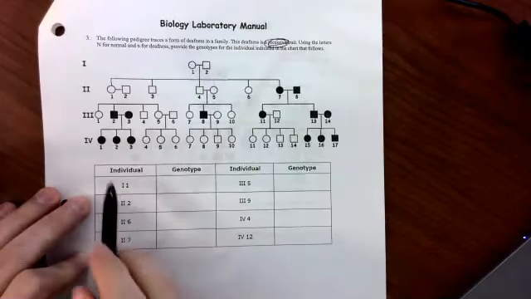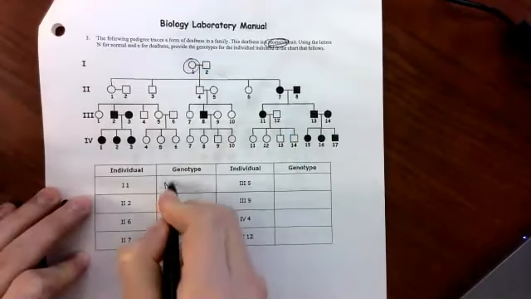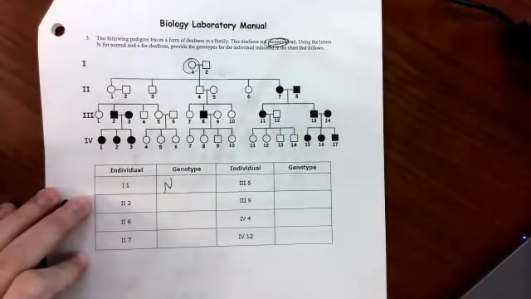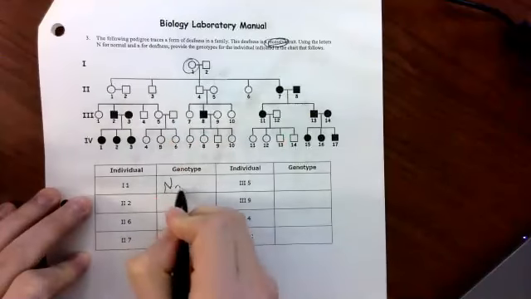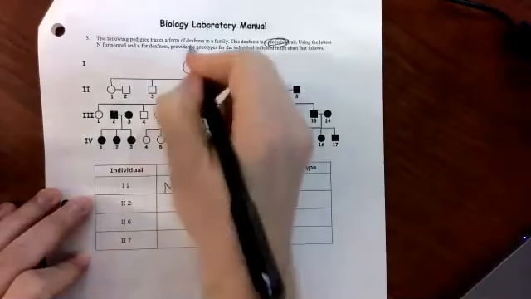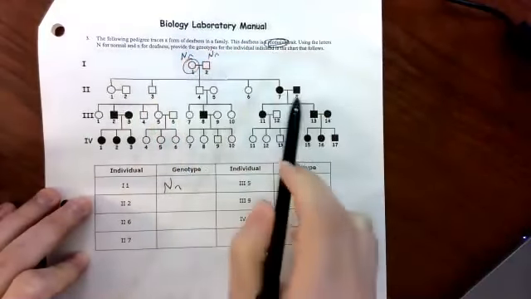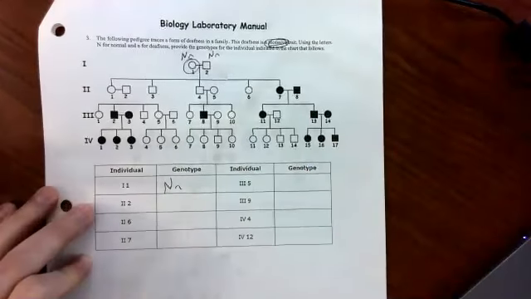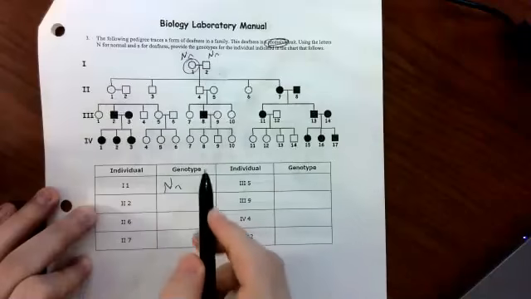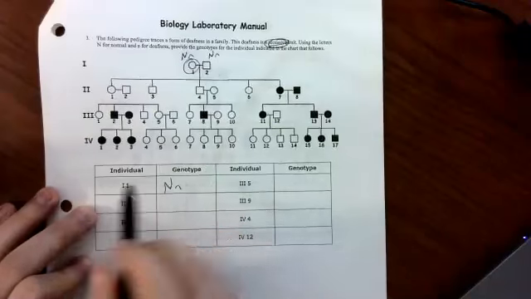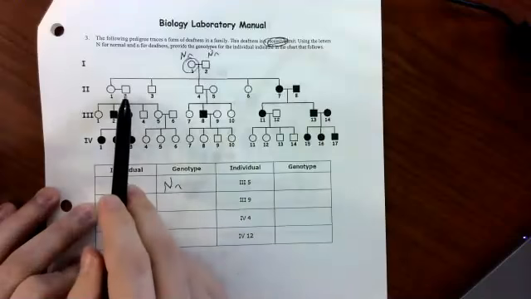All right, individual 1-1. So this individual, we know they have to be normal because they don't have the trait. They have a kid that is deaf, so they must be big N, little n. And actually, we can label these, both these parents must be big N, little n, because they have a kid that has the trait. Individual 2, number 2.